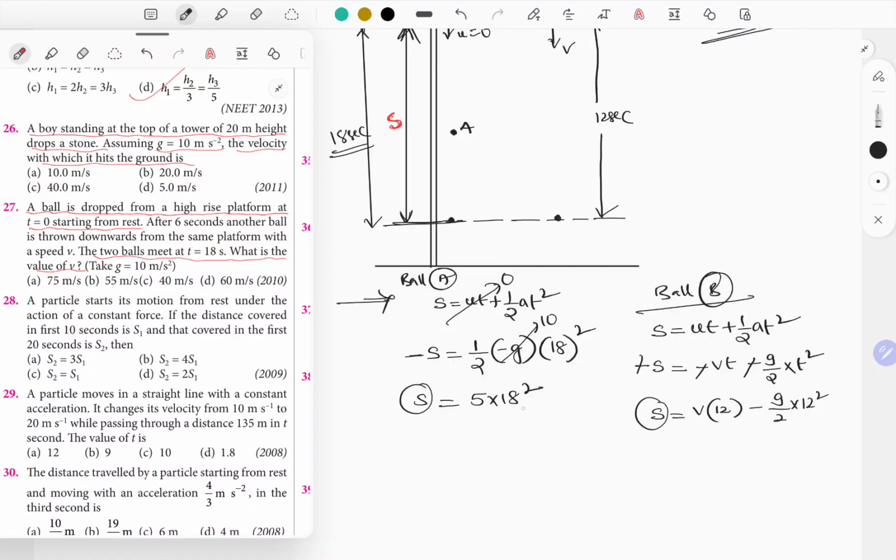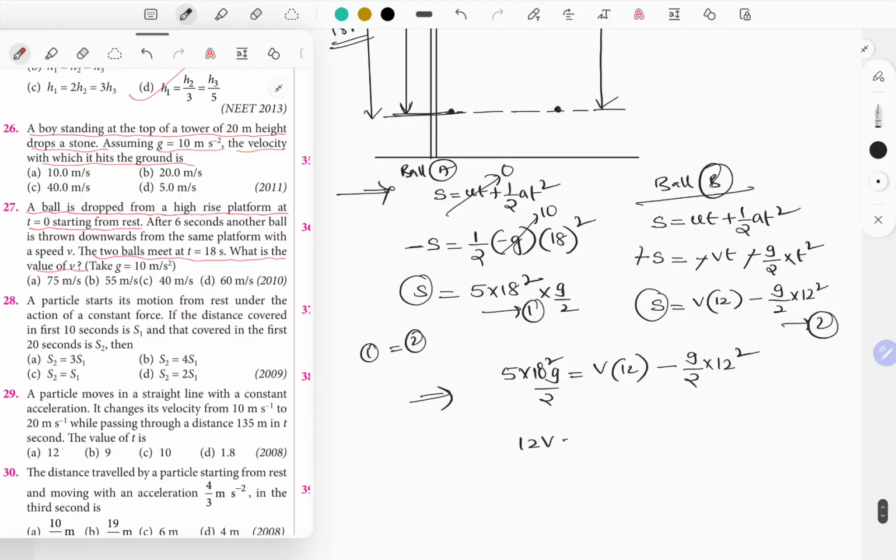So as S is the same for both of them, you can equate equation 1 and equation 2. As S is the same, the distance covered by the objects is the same. So 5 into 10, 18 square is equal to V into 12 minus g by 2 into 12 square. 18 square into g by 2 is also there. So from this, 12V is equal to 5 into 18 square g by 2 plus g by 2 into 12 square. Here it is plus, right? So just check it out, plus.